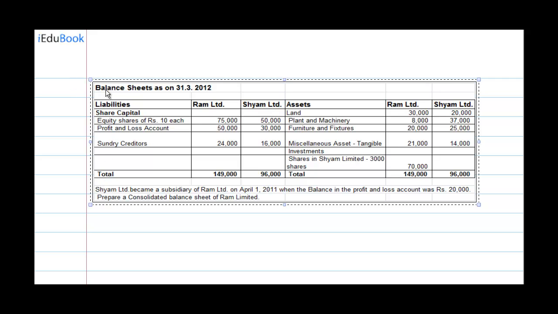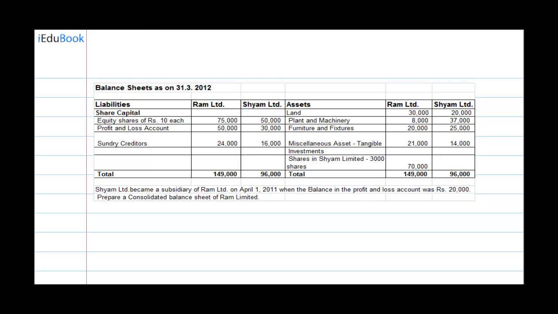Let's see a problem on consolidated financial statement. You are given two balance sheets as on 31/3/2012, of two companies, RAM Limited and Sham Limited. On the asset side, you have various assets, namely land, plant and machinery, furniture and fixtures, miscellaneous assets, and investments: shares in Sham Limited. So basically, RAM Limited holds shares in Sham Limited.